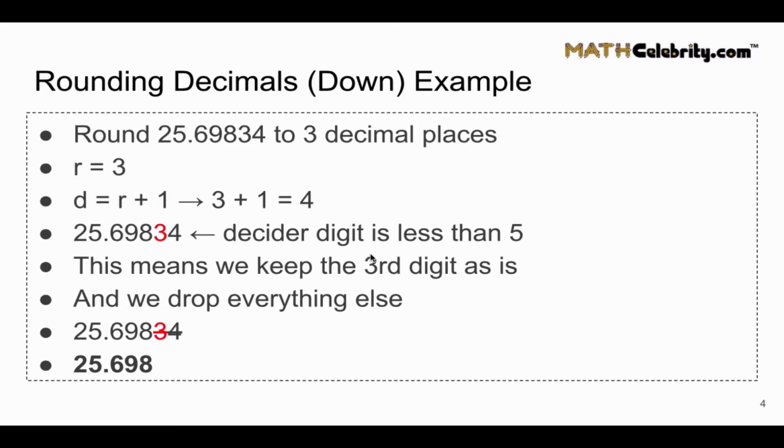25.698. We followed the exact same steps as last problem, but because the decider digit was less than 5, we don't round the rounding digit up. We keep it as is.